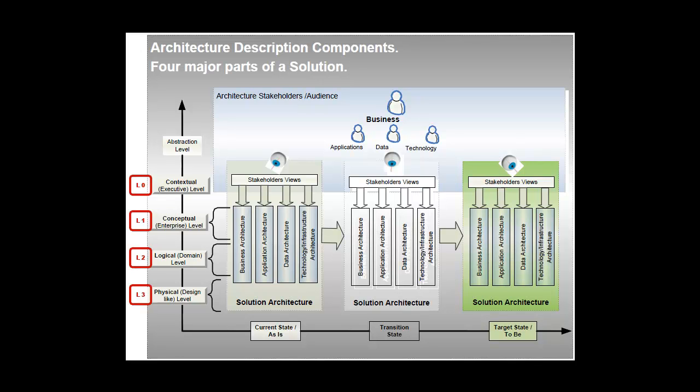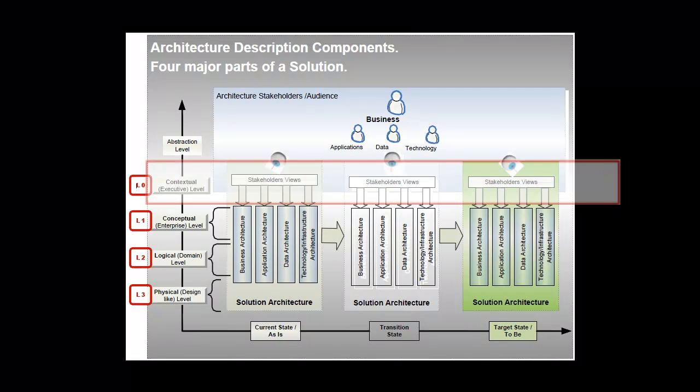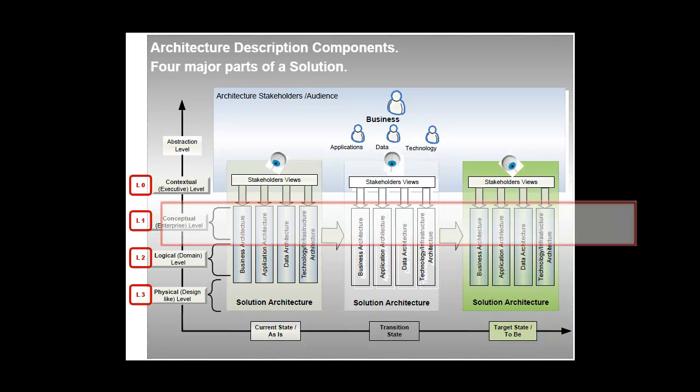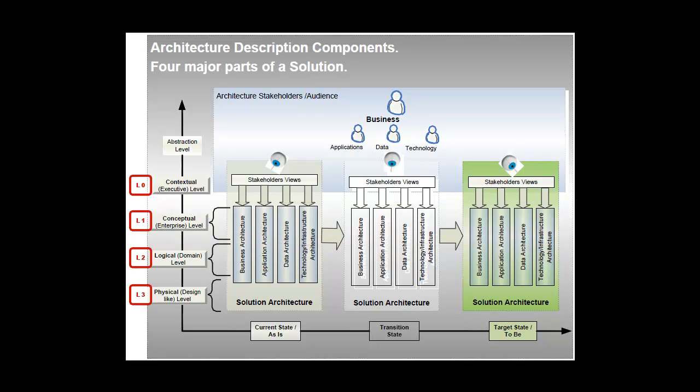There are 4 major levels of details or abstraction in the typical architecture description: contextual, conceptual, logical, and physical. Contextual level of details, L0, is the executive or strategic level to communicate and agree on a problem-solving approach. Conceptual/enterprise level of details, L1, is the bird's-eye view of the new or updated solution and how it fits into the existing IT ecosystem across the enterprise.